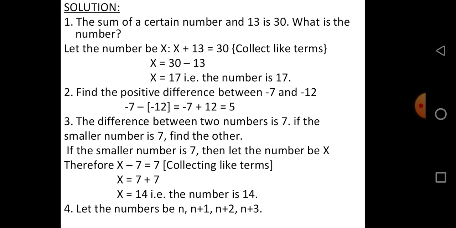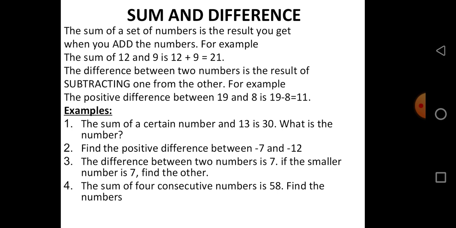Now there was a question that we ought to look at before. That's number 4 from the previous question, and it says the sum of 4 consecutive numbers is 58. Sorry, it said the sum rather. The sum of 4 consecutive numbers is 58. Find the numbers. Now let's go to solve.